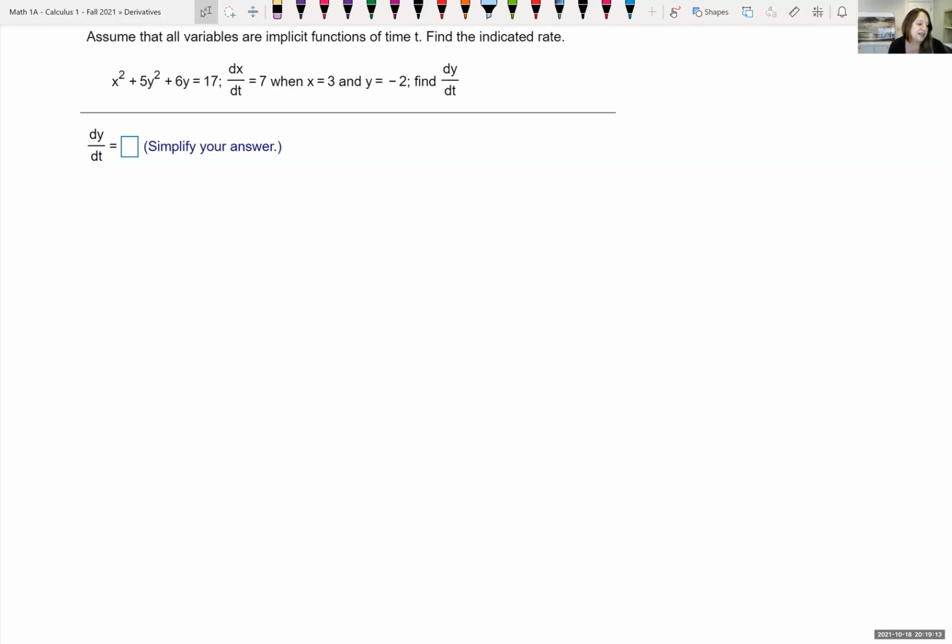So the next example says, assume that all variables are implicit functions of time. Find the indicated rate. We're given that our equation is x squared plus 5y squared plus 6y equals 17. We're given that dx/dt is equal to 7 when x is equal to 3, y is equal to -2. And we want to find dy/dt.